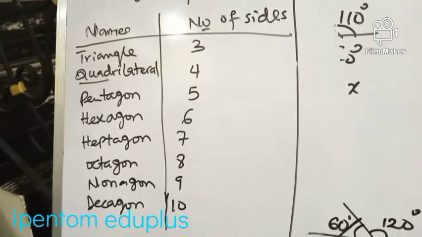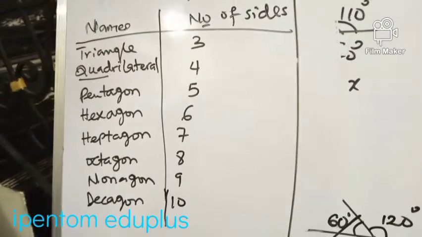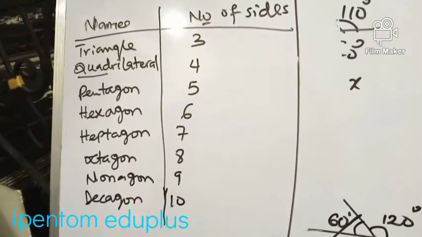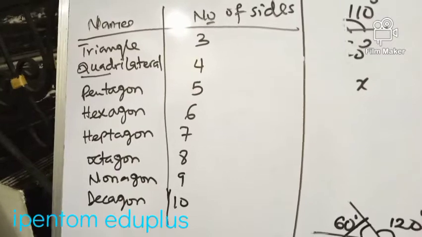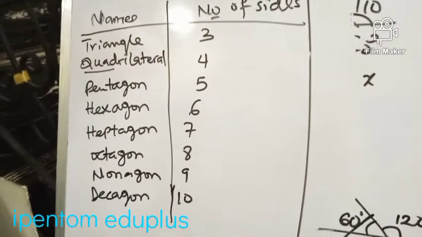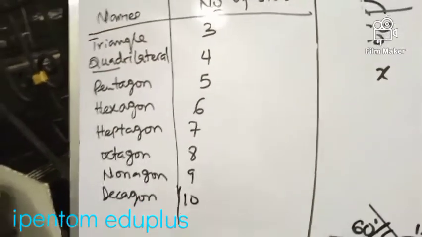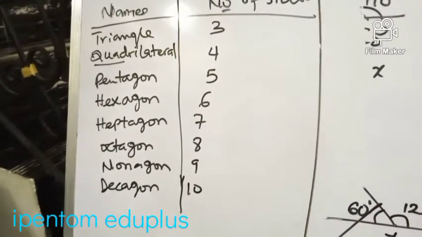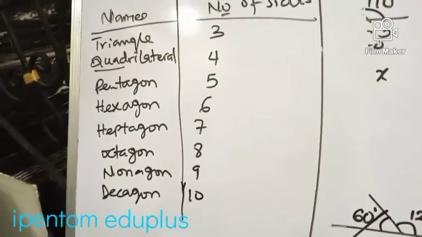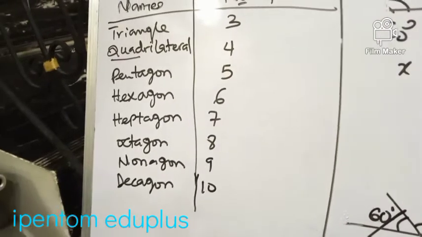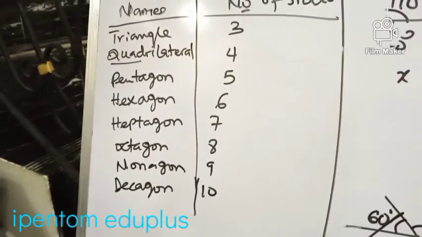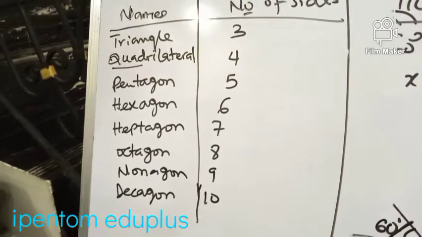If you don't know the name and number of sides, we might have problems finding the sum of the angles or solving a question where the name is mentioned. You can come across a question like, what is the name of a polygon with 10 sides? You should know that the answer is decagon. Or, which of the following polygons has 6 sides? That is hexagon.